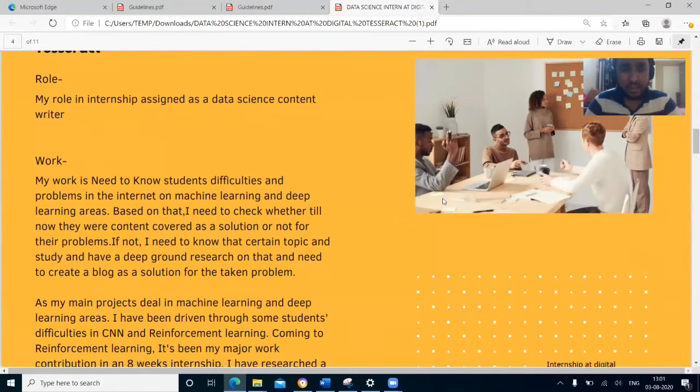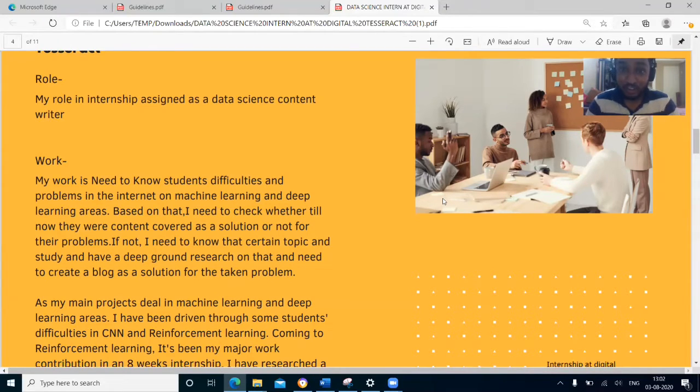As I said, my role in the internship was assigned as a data science content writer. My work is to learn about student difficulties and problems on the internet in the areas of machine learning and deep learning. Based on that, I need to refine them and recheck whether there is a solution for the respective problems. If there is a solution, I need to bring a unique solution that is different from what already exists on the internet. If no solution at all covers the given problem raised by students or researchers, then it's very critical, right?